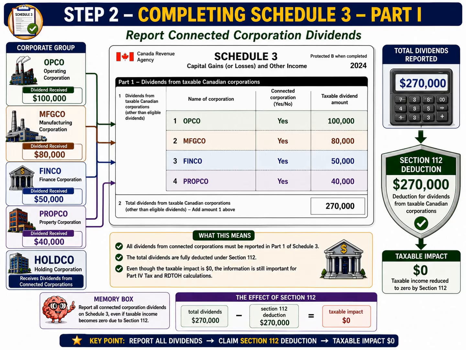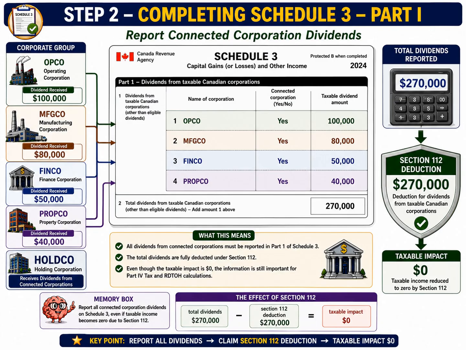The dividends must still be reported on Schedule 3, even though the Section 112 deduction may ultimately eliminate the taxable income effect. CRA still requires this reporting because the information is needed for other tax calculations, including Part 4 tax, dividend refund tracking, and RDTOH administration.